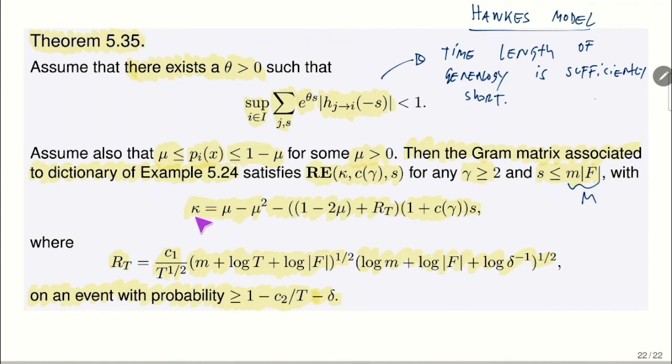And to have kappa positive, what we need is that for each fixed c, gamma and S, I need to take mu sufficiently close to 1/2 to have the constant kappa here positive. For each fixed c and S, what we need is to take mu sufficiently close to 1/2.